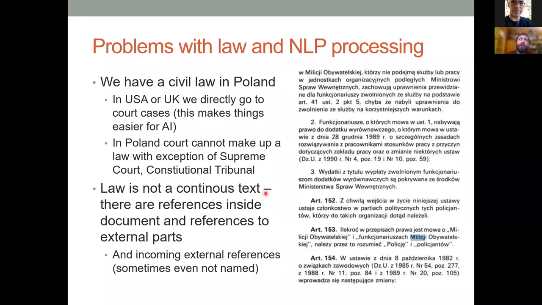So for the civil law, which we have mostly in Europe, we rely on the text that has gone through the parliament. Then there is no binding force of court verdicts, with some exceptions of the Supreme Court and Constitutional Tribunal. These are the only two exceptions in most of the countries in the European Union. In the US and UK, the common law system, where court cases play the major role, is a bit different.